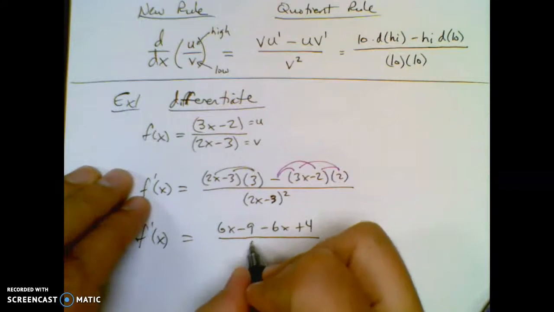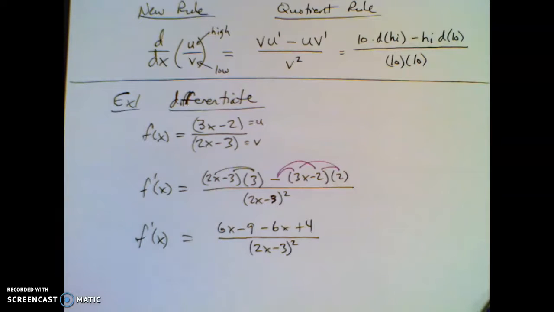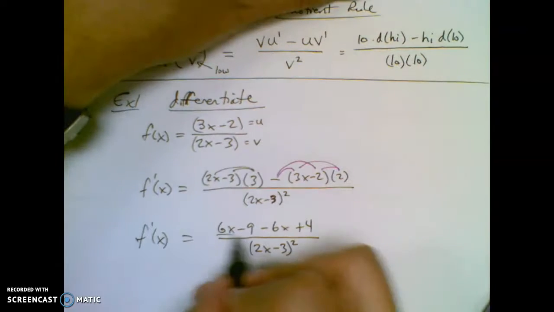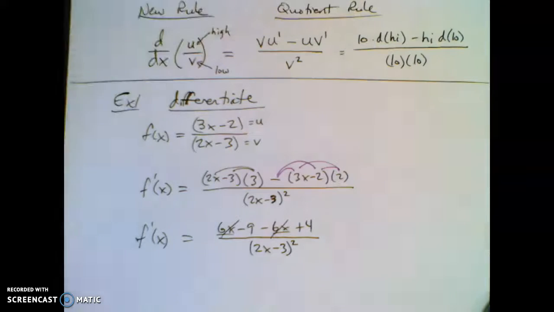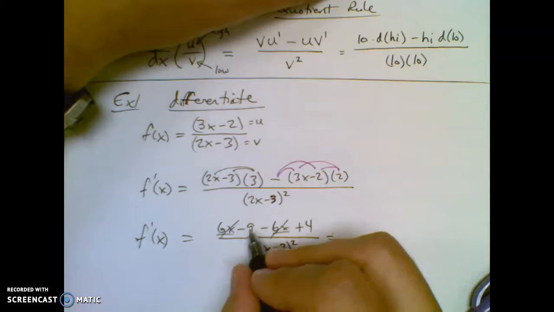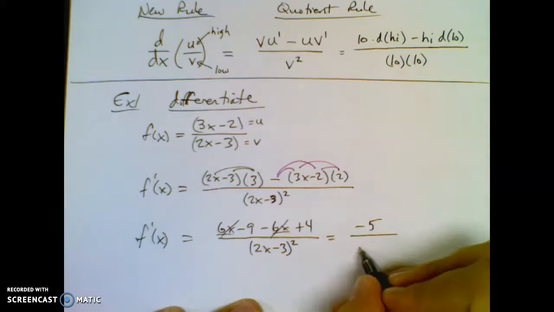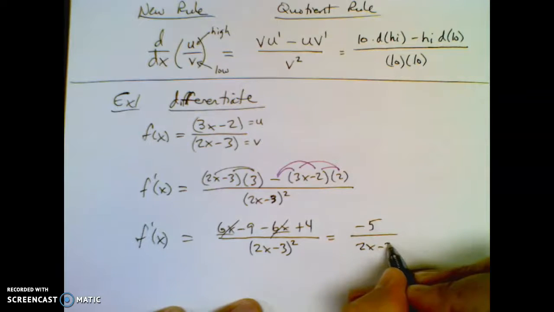Have you ever done double distributing before? Well, you haven't lived. Alright, so we're almost there. We're going to combine like terms. Those 6x's go away. Does that happen every time? Actually, not usually, but, you know, enjoy it when it happens. And then a negative 9 plus 4 leaves you with negative 5 on top, and 2x minus 3 squared.